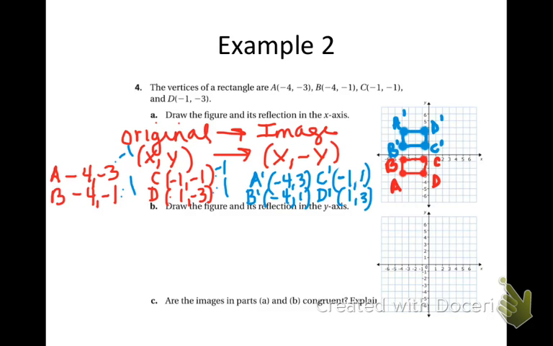Now we're going to do the same thing, but we're going to do it in the y-axis. So go ahead and on your paper, you might want to get some graph paper. I don't have the pre-made graphs for homework, so you want to get some graph paper to do this on. We'll start with the original. So we know that A is negative 4, negative 3, B, C, and D.